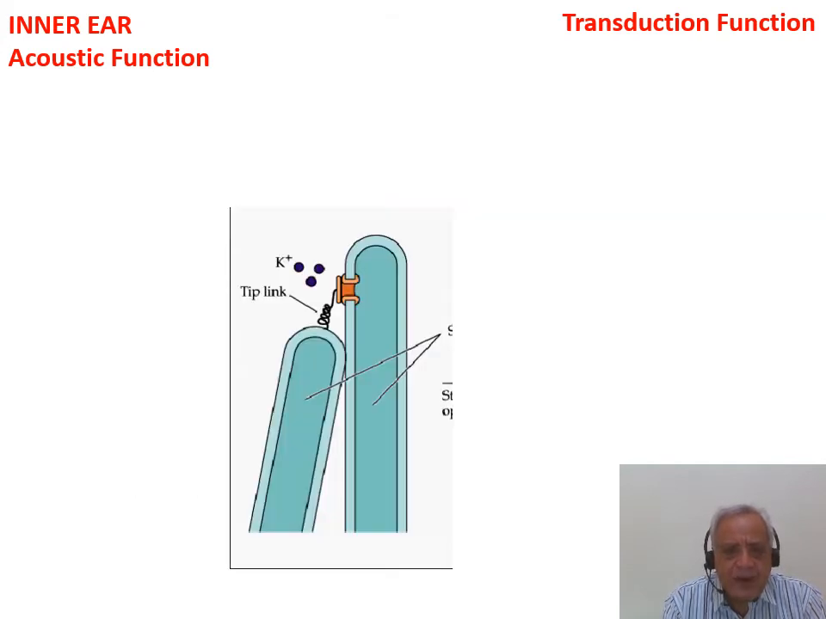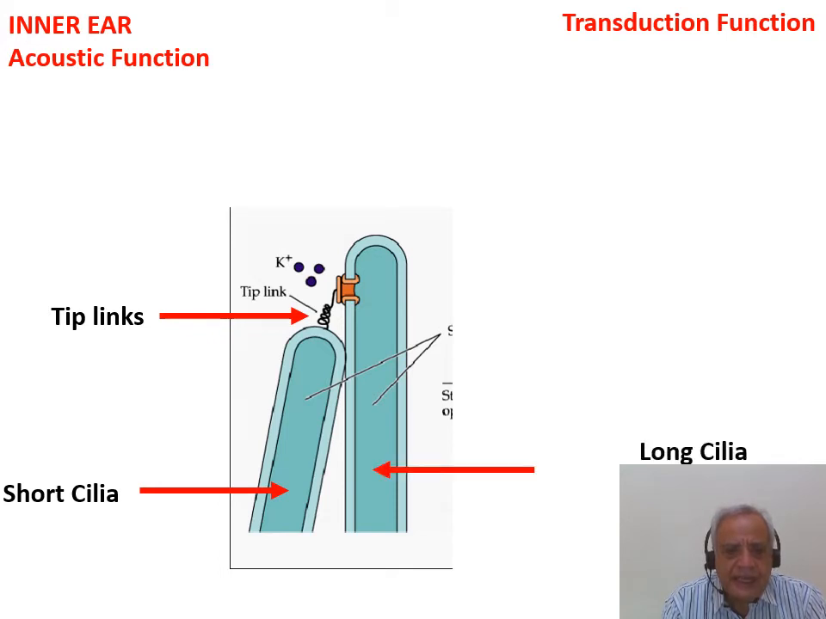This is a diagram of the stereocilia over the inner hair cell. We can see here the short cilia. Above the short cilia, there is what we call the tip link. The second cilia is the long cilia. Remember that there is one long cilia over the hair cell, and the rest are short cilia. At the upper part of the long cilia, you can see the potassium gate, and here the potassium gate is closed.